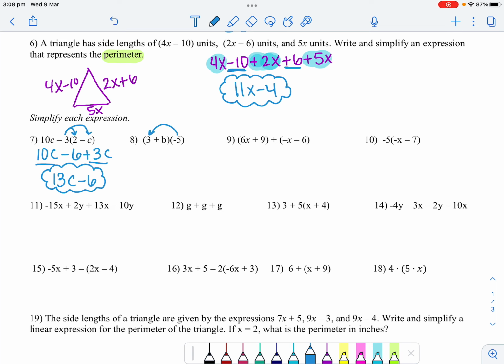Here I'm going to distribute, it's just going to go backwards. So this is going to be negative 15 minus 5b. Here, these parentheses don't actually do anything because there's nothing to distribute. So this is 6x plus 9 plus negative x minus 6. So 6x and negative 1x is 5x. 9 minus 6 is 3.